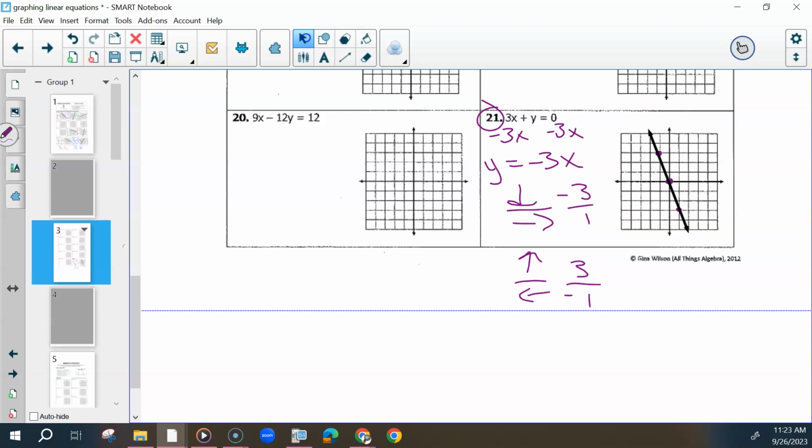Do we have any other questions on this page? I'm going to have you try 1 and then we're going to move on. So try number 20. Check with the people around you. I'll come around and check if you have questions. And then we'll come back, we'll talk about it, and then we'll move on.